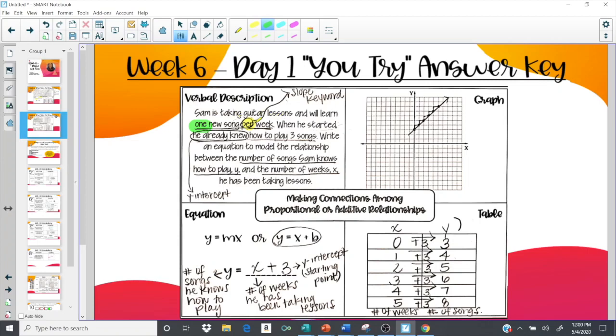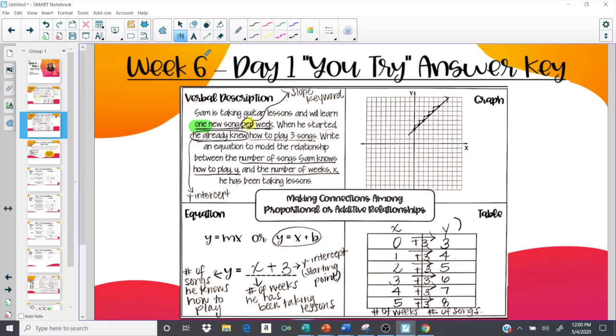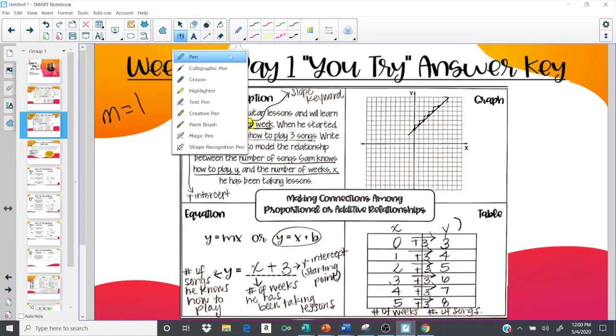What is actually changing per week? The number of songs you are learning. And you only learn 1 song per week. Okay? Therefore, your slope is equal to 1. Okay?